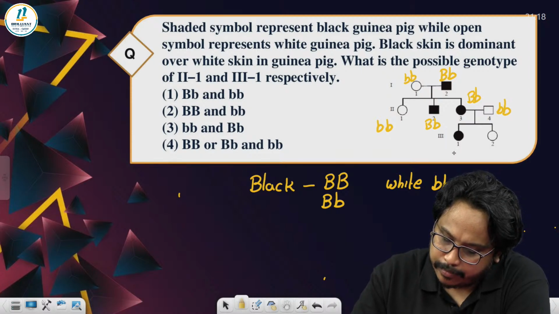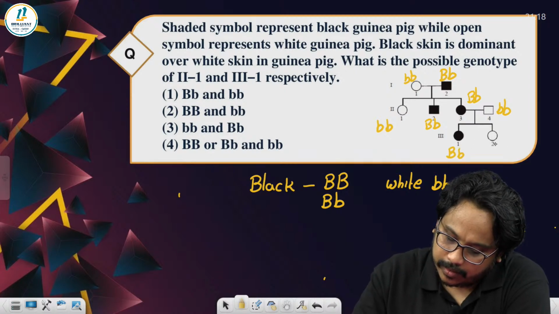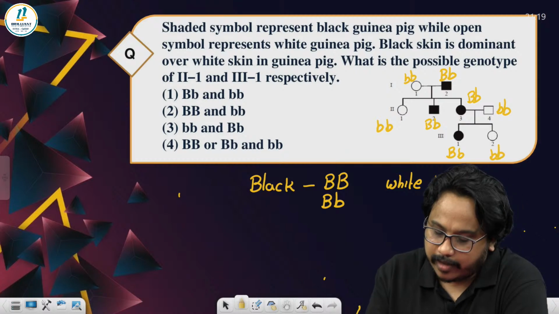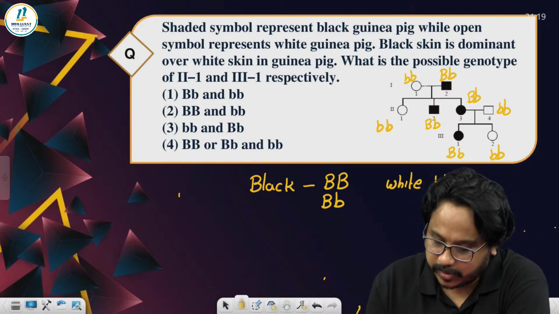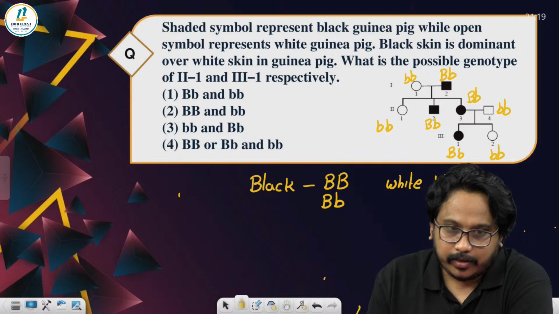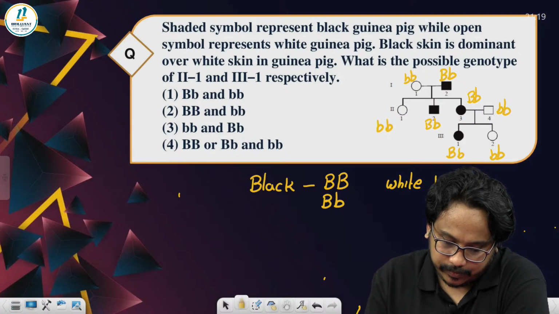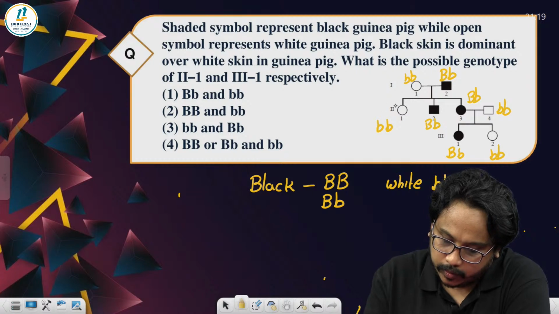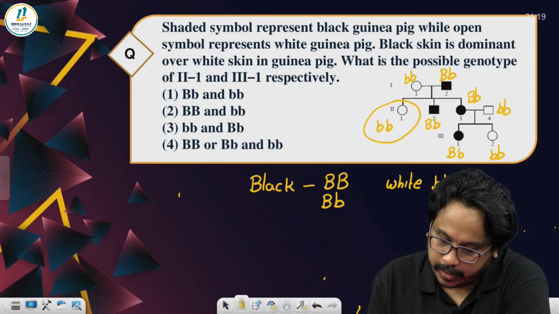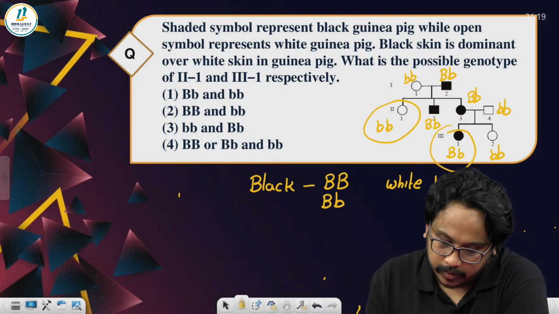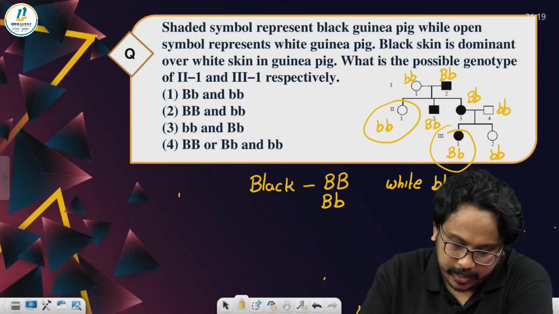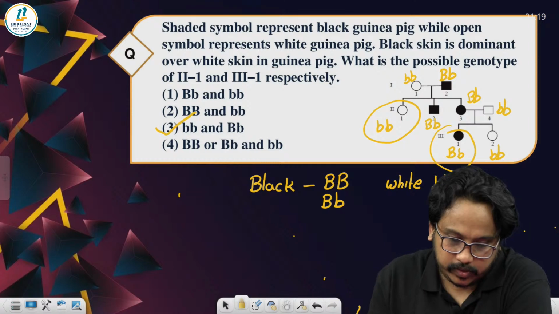Then 3, 1 can be from the mother, they should get capital B because the disease is there, from the father small b. Then here it can be small b only. So I have written all the genotypes that are possible. Hope you got it. Now let's see the answer. What is 2, 1? This one, and 3, 1, this one. So the answer: 2, 1 can be small b, 3, 1 can be capital B, small b. So the answer is 3.